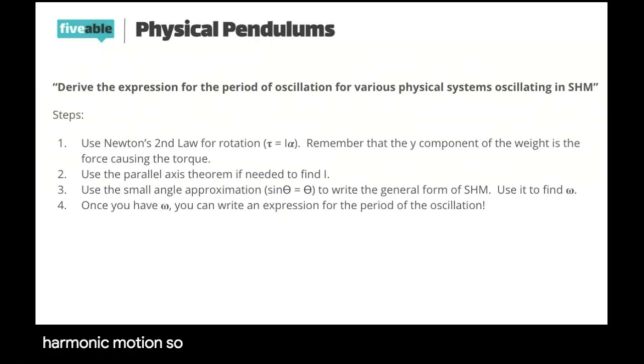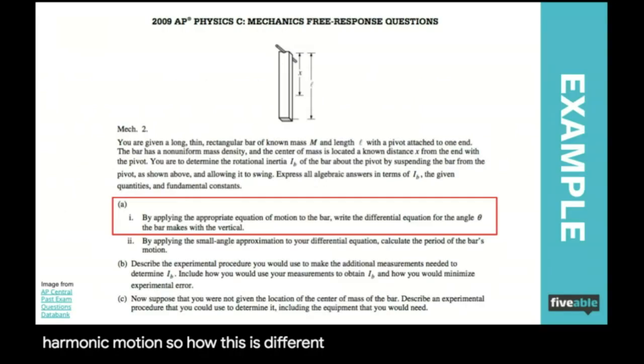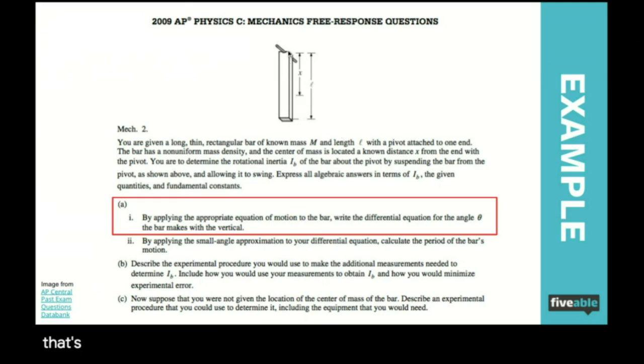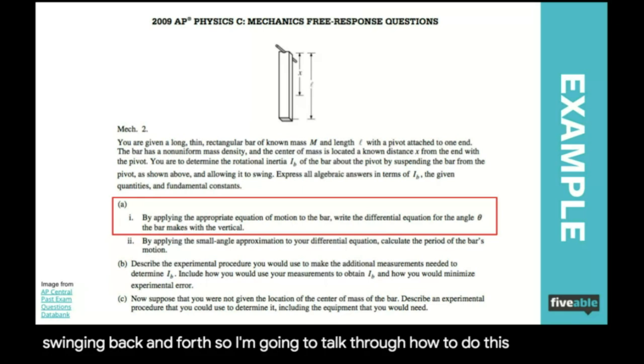How this is different than what we talked about before is that it's no longer just a pendulum bob on a string. It's an actual object oscillating. So this is a rod that's attached at the end here, that hopefully you can picture swinging back and forth. I'm going to talk through how to do this quickly.